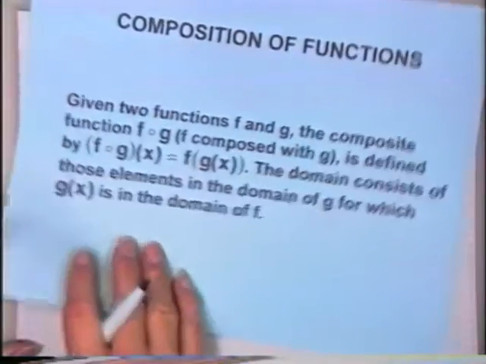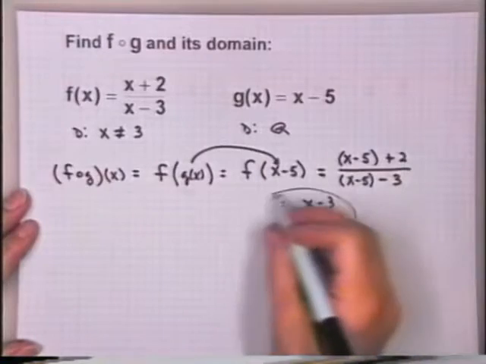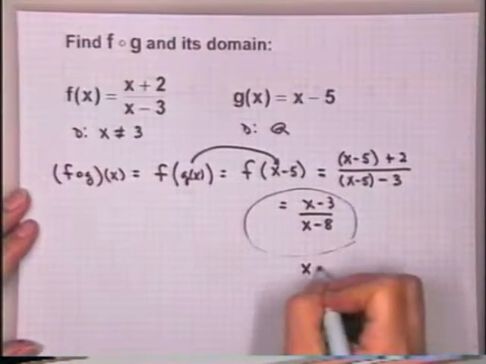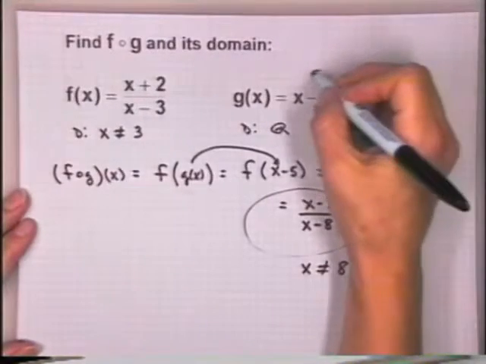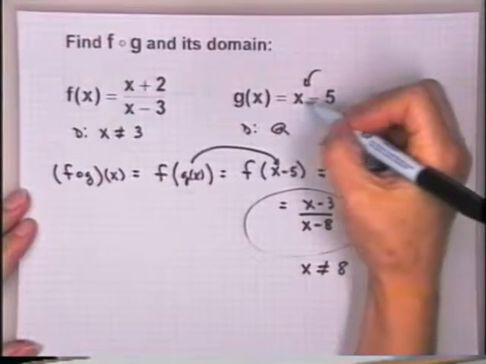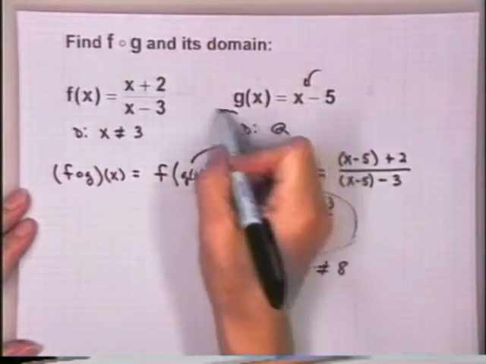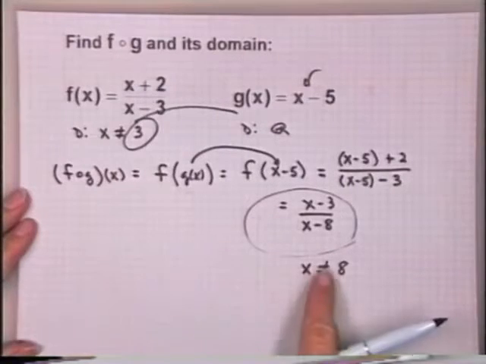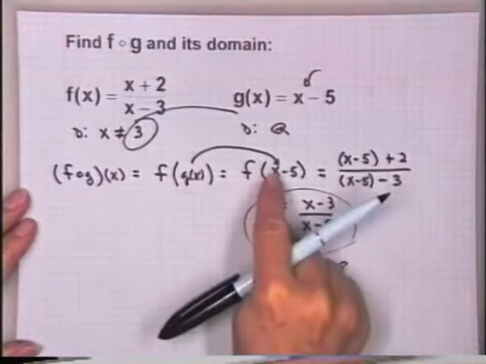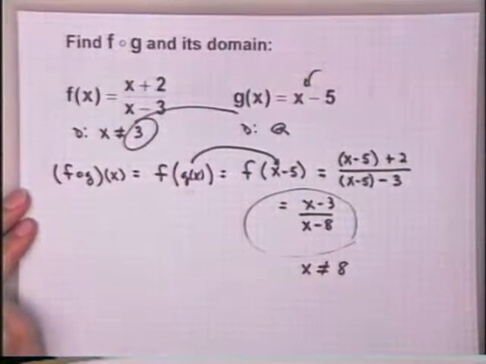Now, let me show you what happens with this example. It's obvious in this final simplified form that x cannot equal 8, can it? Okay? Well, let's see what happens if we let x be 8 in function g. 8 minus 5 gives me what? 3. Notice 3 is not in the domain of function f. X can't be 8 because if x is 8, I get a 3 which can't be put into function f.